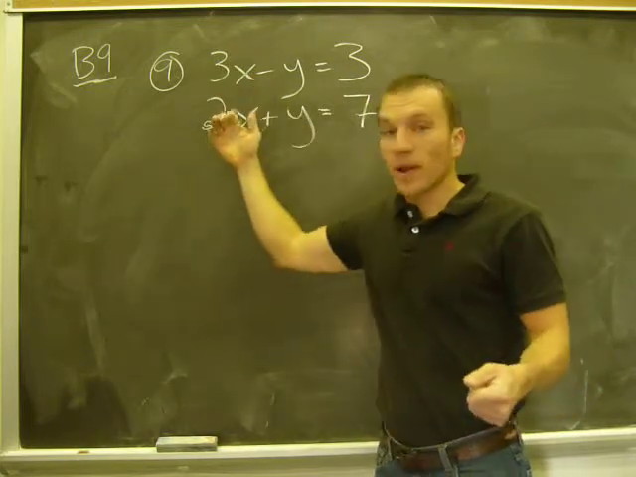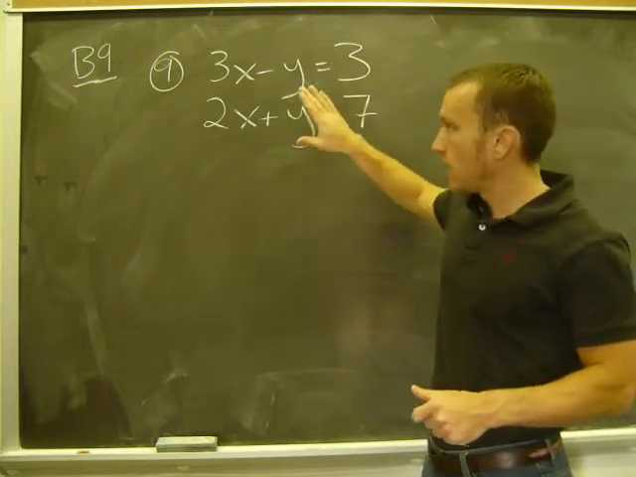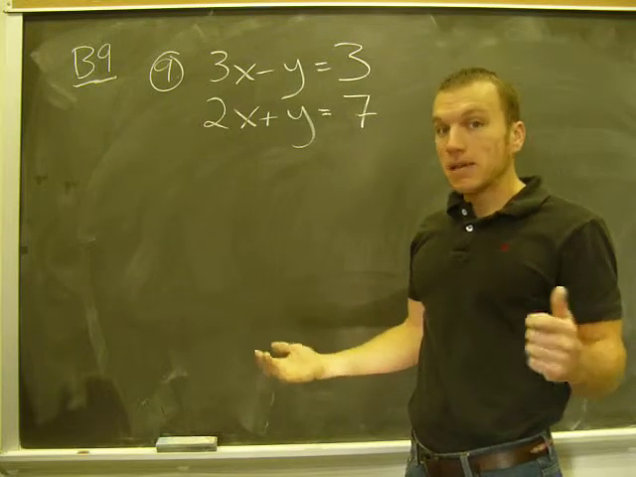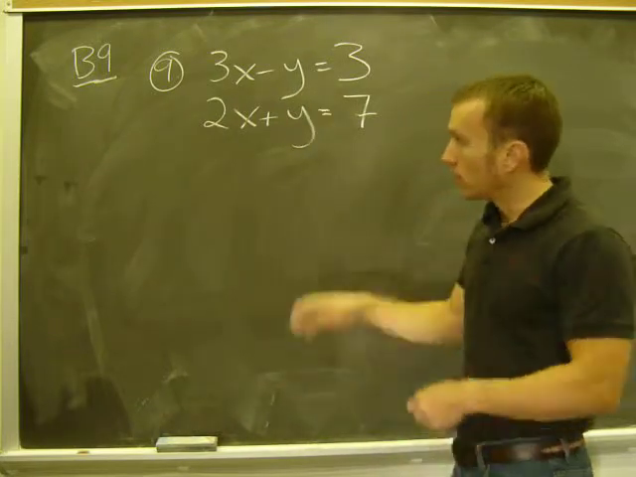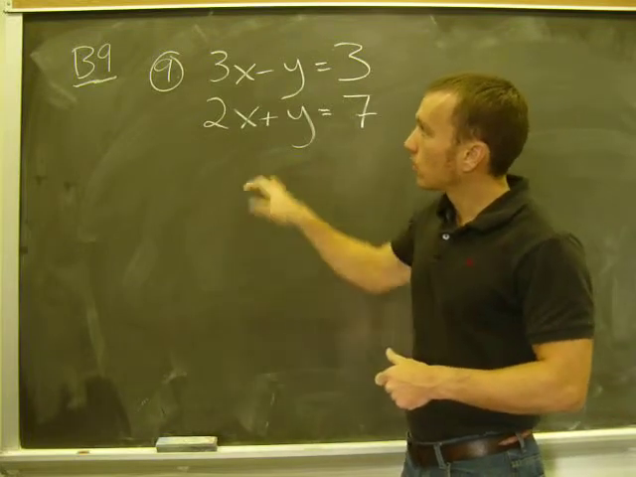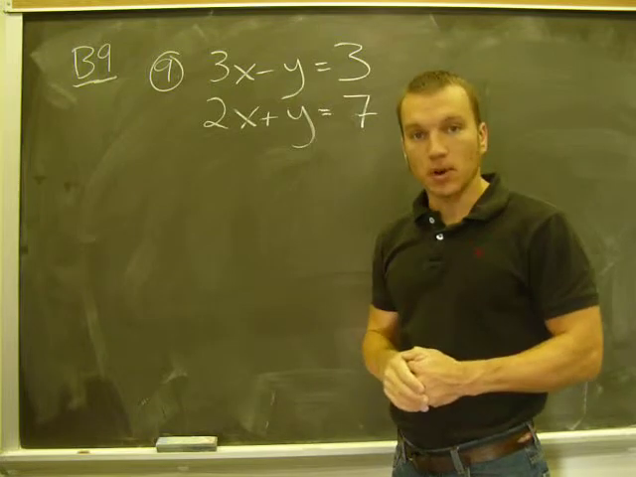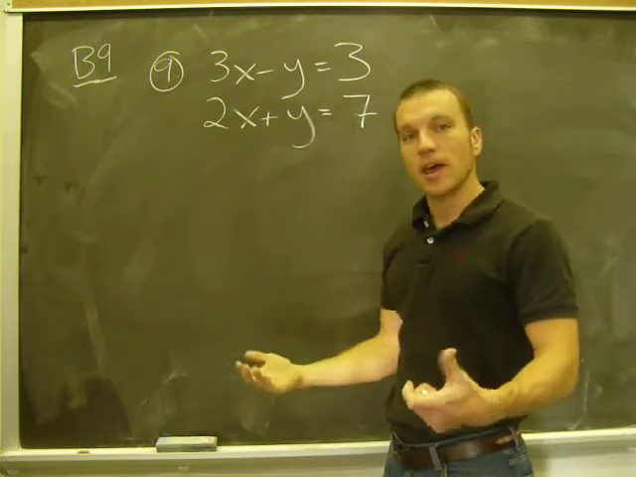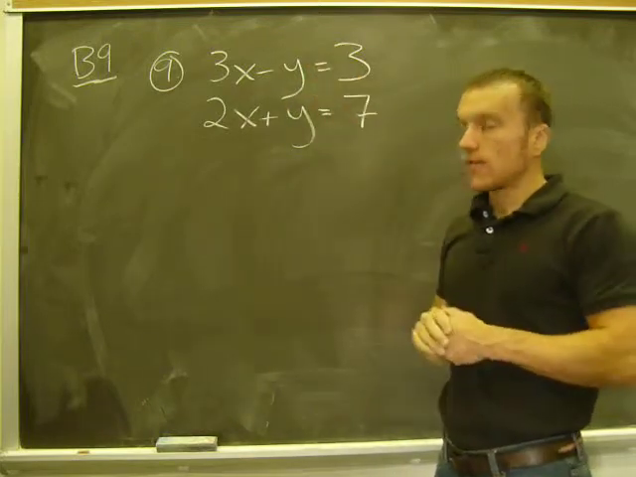So I don't have that for my x variable, but I do have it for my y variable, right? I have a negative 1y, positive 1y. If I add those two terms together, it'll be eliminated. Negative y plus y is 0, and that's exactly what I want. Sometimes you'll need to do a little work in order to get those opposites, like in the previous problem, number 8. You had to do an extra step. But sometimes they're already given, so it's less work.